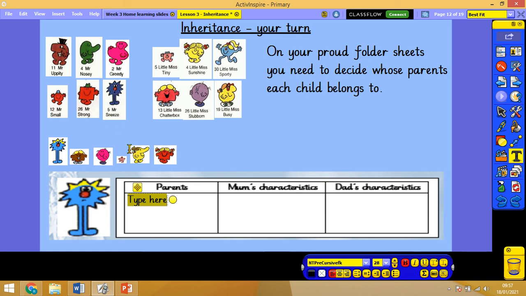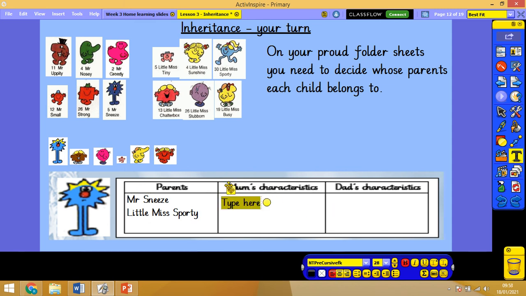So you can see here, I think this is Mr. Sneeze's son or daughter. Now we found his dad. Who's his mum going to be? We know that he's got his dad's body shape. And then looking here, Little Miss Sporty is the same colour and has the same hair colour as this guy here. So I'm going to put Little Miss Sporty. Make sure I put it in the right place.